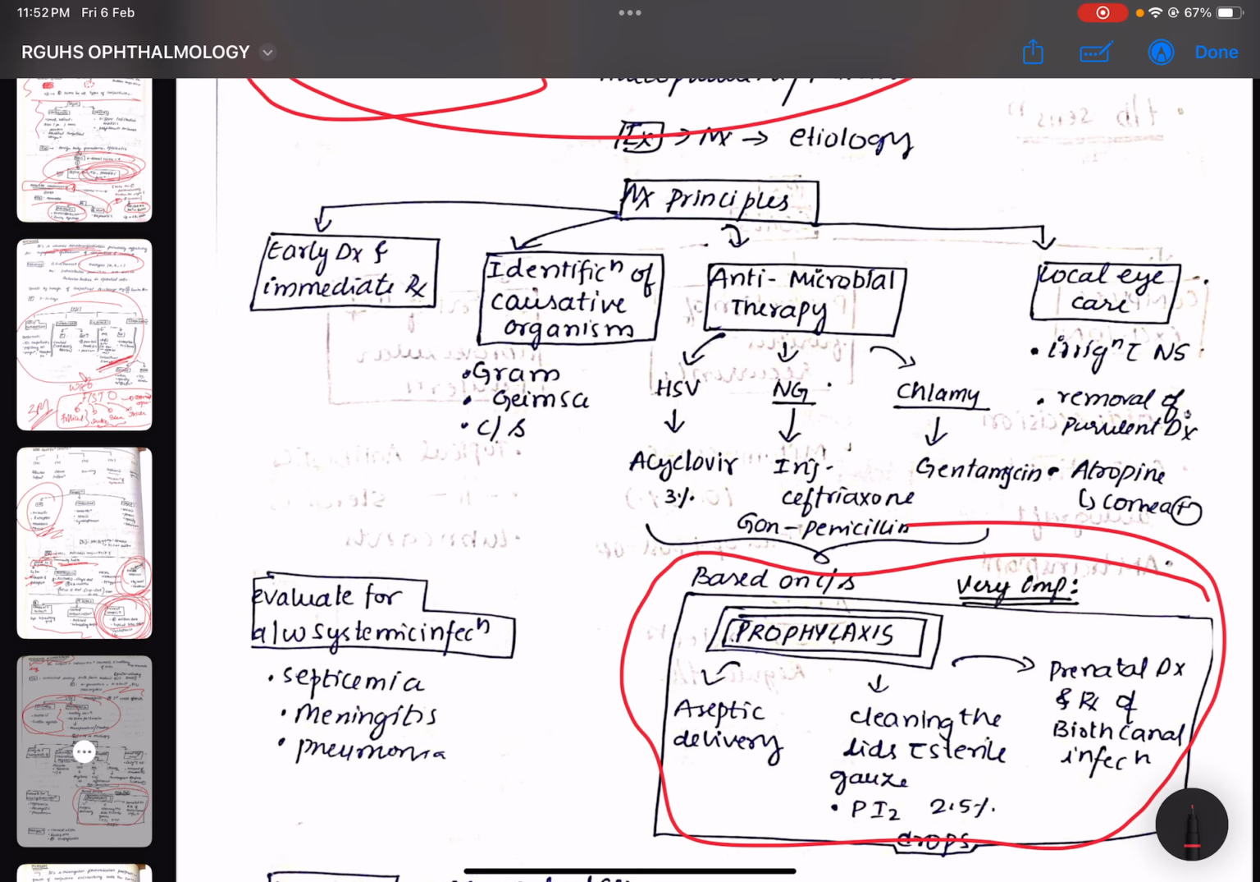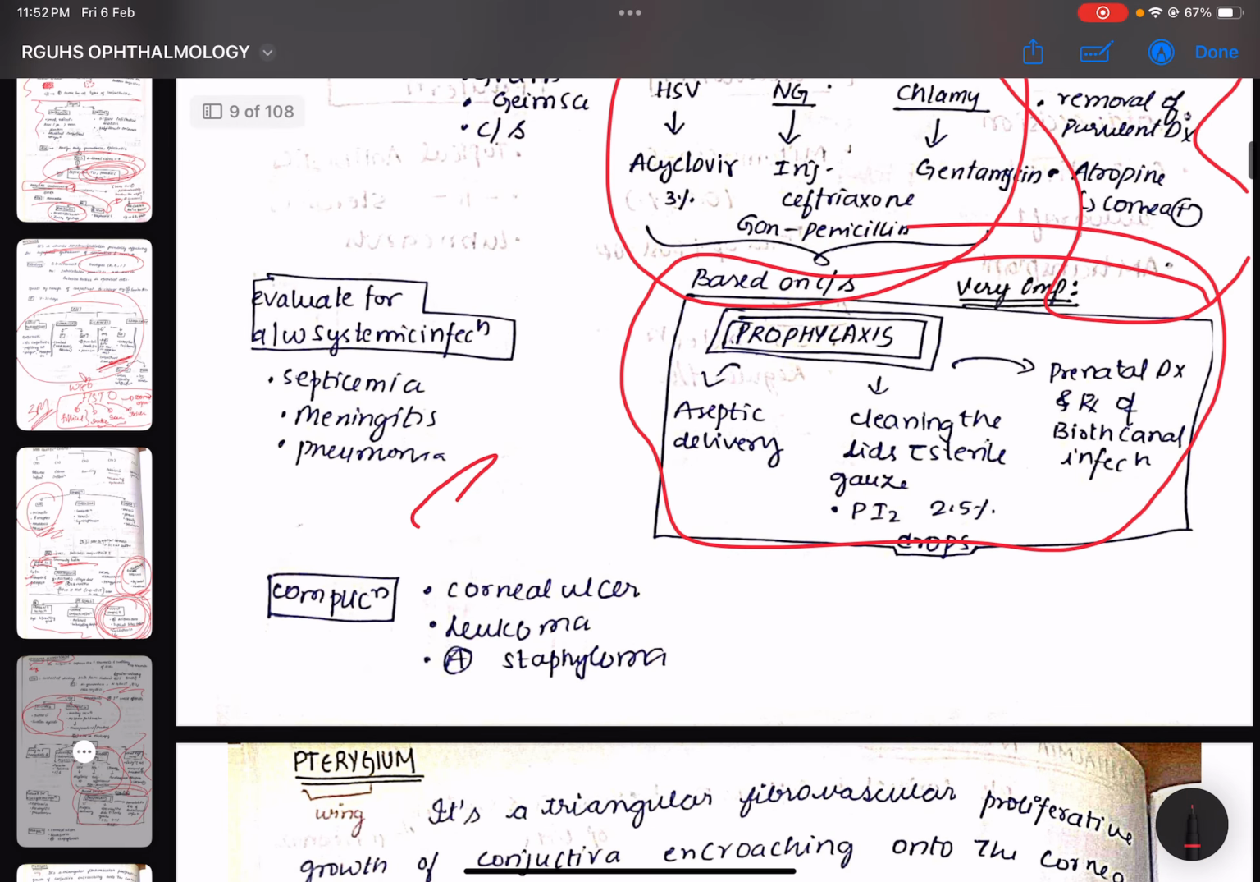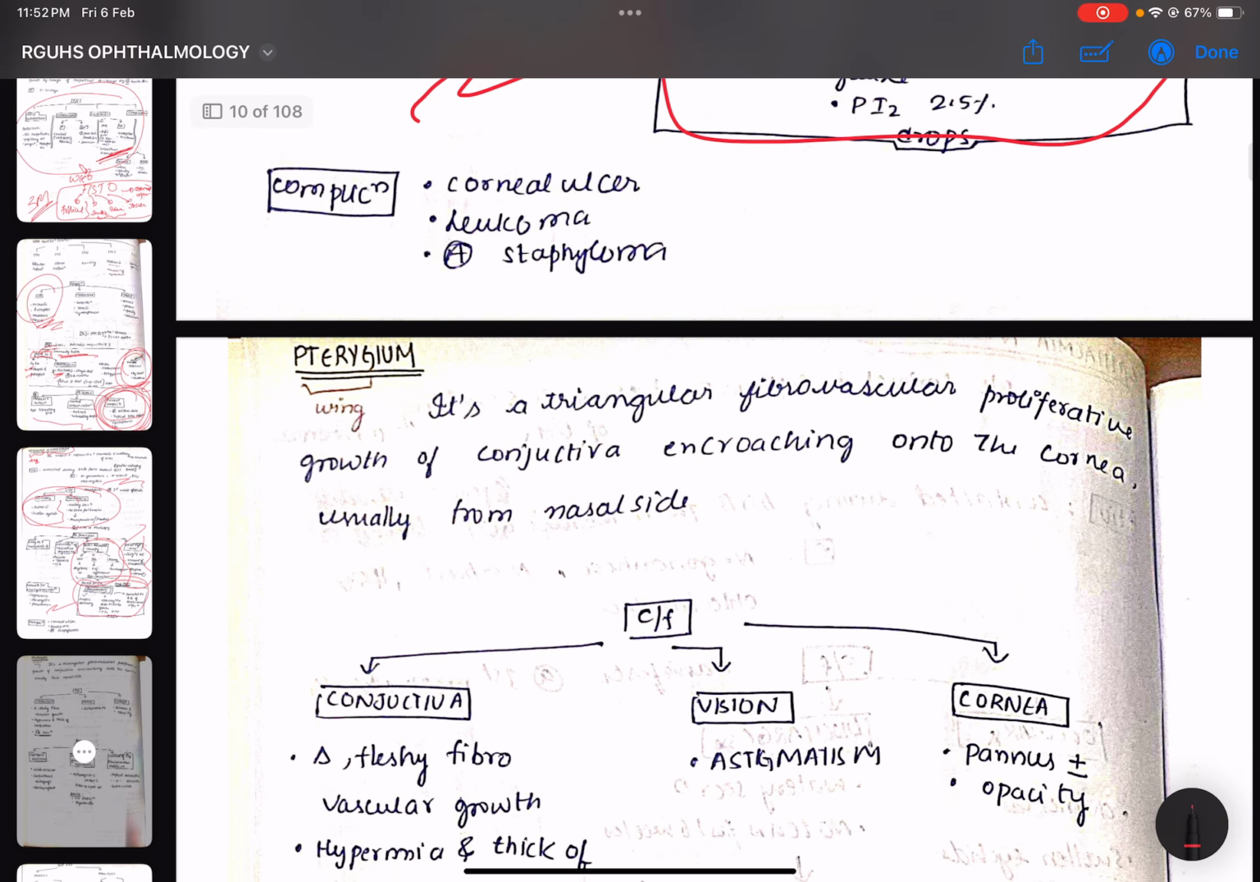Then again, obviously it's an infection, so based on the causative organism you have to start antimicrobial therapy. And also there is the local eye care which you will follow. And if there is a systemic infection, you have to evaluate for that also. Then pterygium has a different narration compared to all the other things.